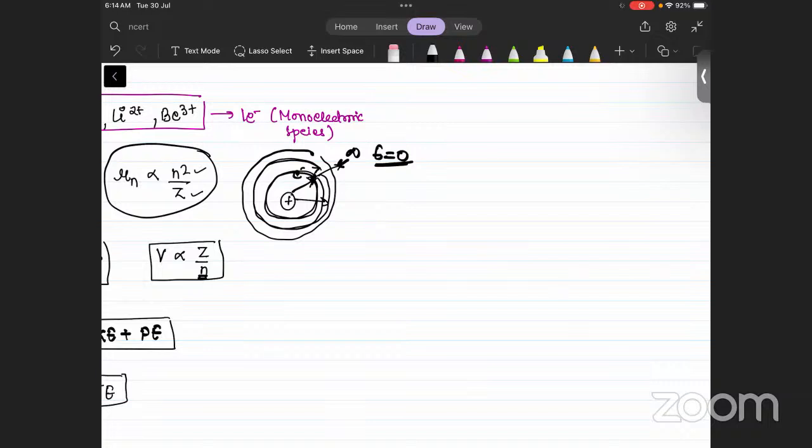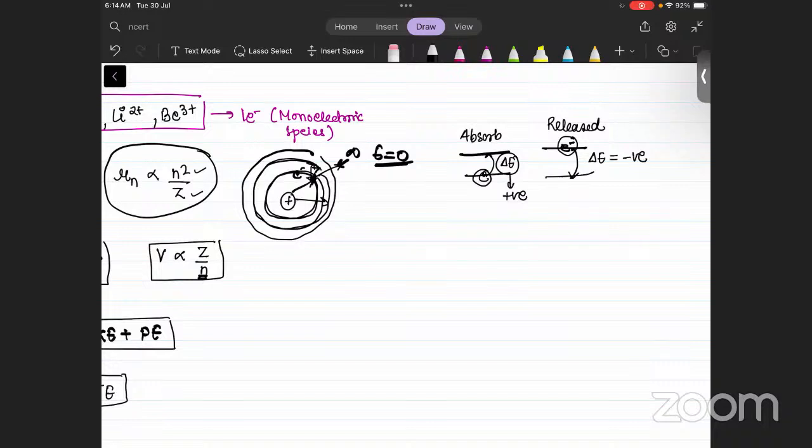Now, what an electron can do is move from one energy level to another energy level. It can go from a lower energy level to a higher energy level, or it can come down from a higher energy level to a lower energy level. When it is going from lower to higher, it will absorb energy, so whatever delta E you get will be positive. When it is coming from higher to lower, energy will be released, and whatever delta E you get will be negative.